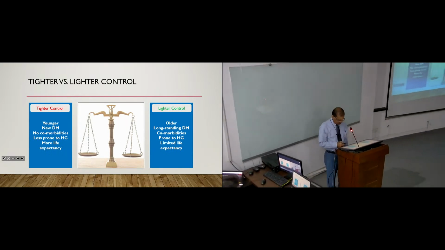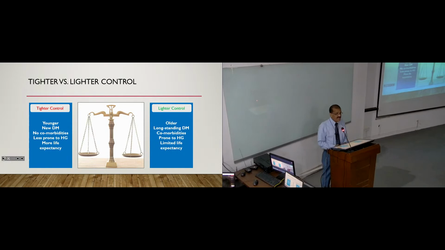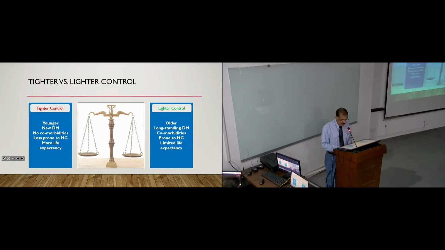So this is a diagram. On the left we have tighter control, on the right lighter control. Those who are younger, who have relatively new diabetes, who do not have too many cardiovascular comorbidities, are less prone to hypoglycemia, and have more life expectancy, you should aim for tighter control. That means you should make the goal 6.5. On the right side, the lighter control: older people, long-standing diabetes, comorbidities, prone to hypoglycemia, and relatively limited life expectancy, then you can maybe contend with a relatively higher HbA1c.